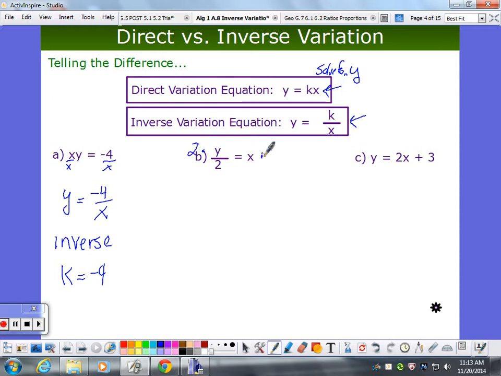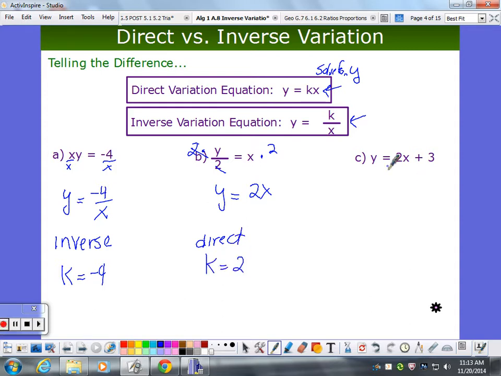Yeah, multiply by 2 on both sides. That knocks this guy out. We always put the number in front, the coefficient goes in front of the variable. Which one does this look like? Direct variation. It looks like y equals kx, so it's a direct variation. What is the k value? 2.